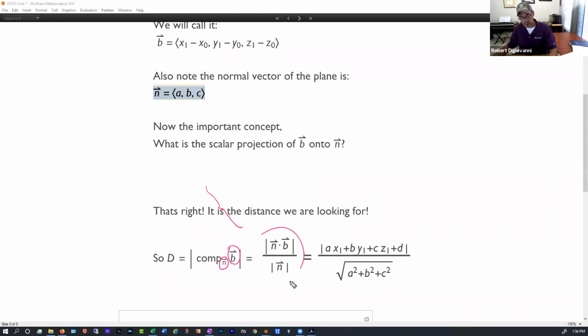And that just turns out to be this formula right here. And that's the one I'm going to use. I'm not going to use this one, because I think this is easier to remember. So we're just going to dot the normal with the vector B, find its magnitude or absolute value, and then we're going to divide that by the magnitude of n. Again, such a simple formula for such a complex idea. Seems to be the theme here, doesn't it?